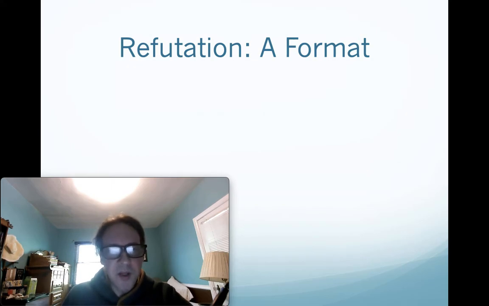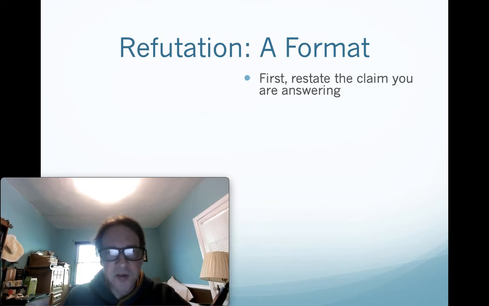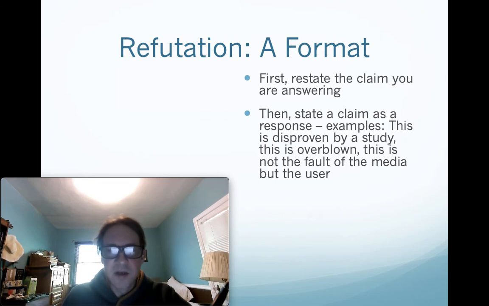When you're doing a rebuttal, just be sure that you flag or signal what it is that you're responding to. So restate the claim you're answering, right? They claim that digital media promotes innovation. Then state your claim as a response. This is disproven by a study. This is overblown. This is not the fault of digital media, but the fault of the user. Those are just examples, right?